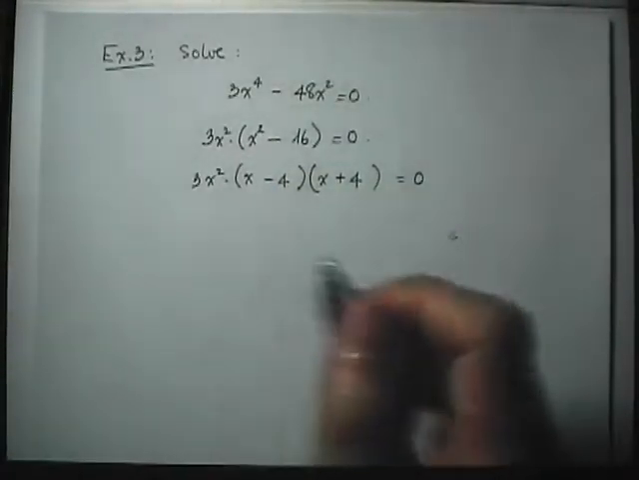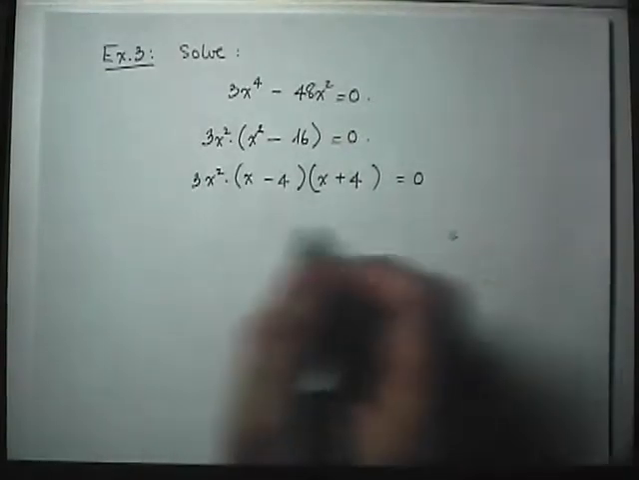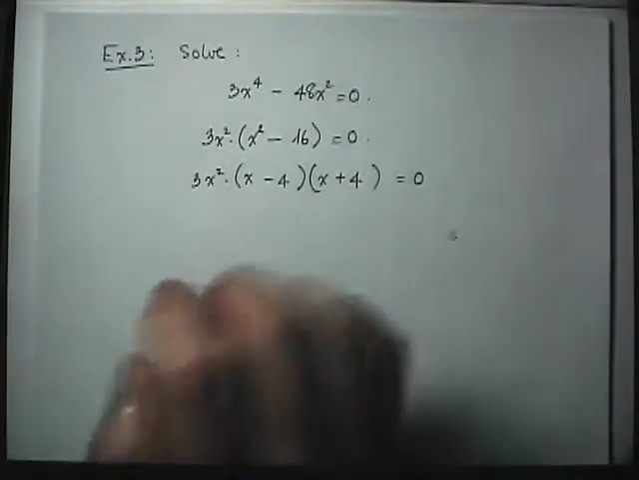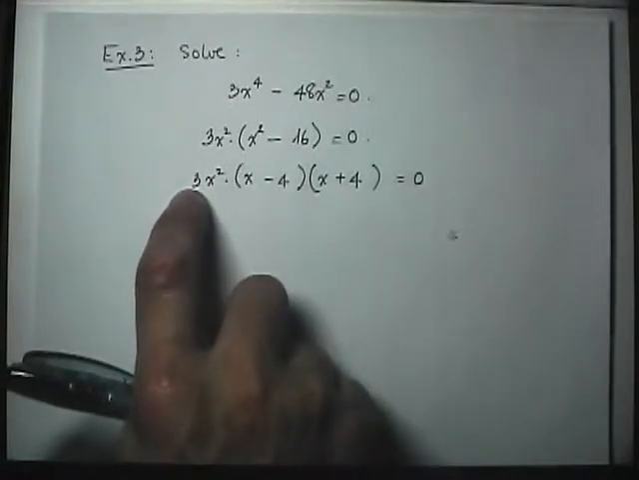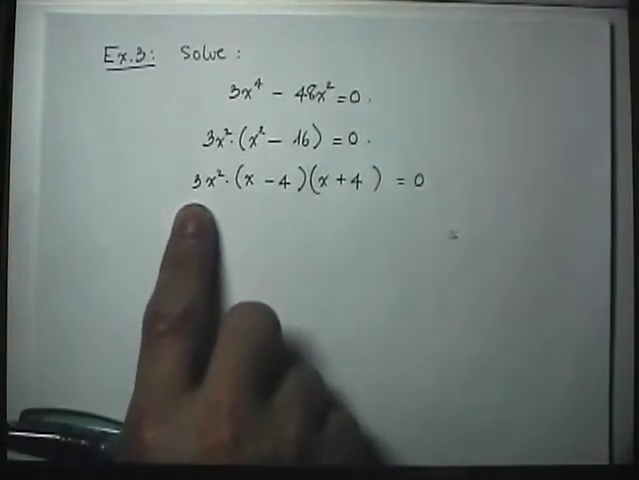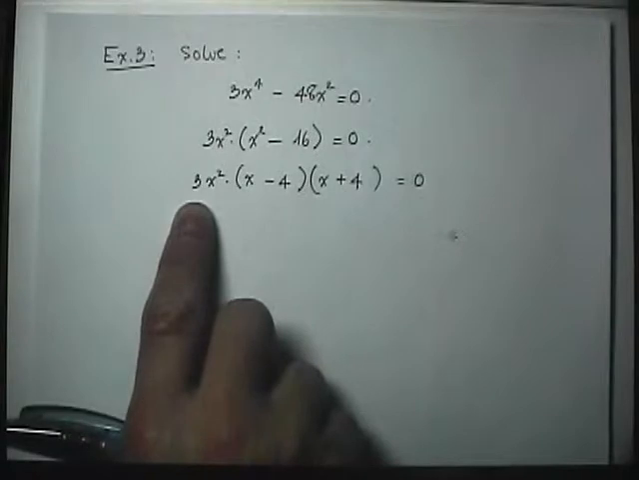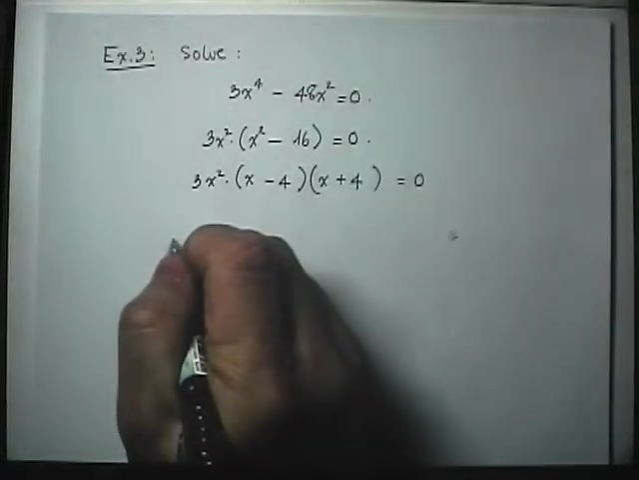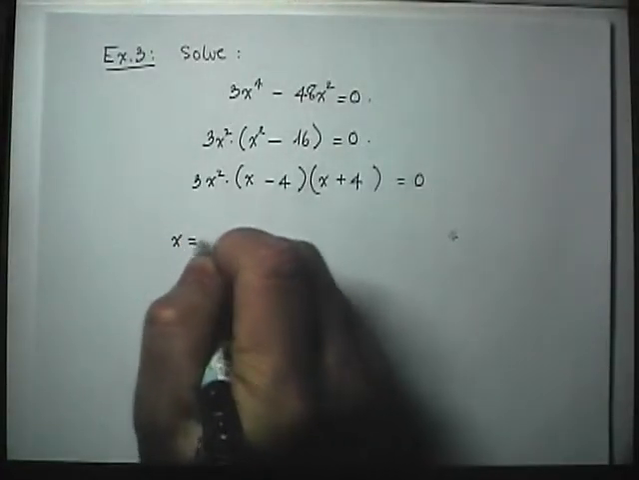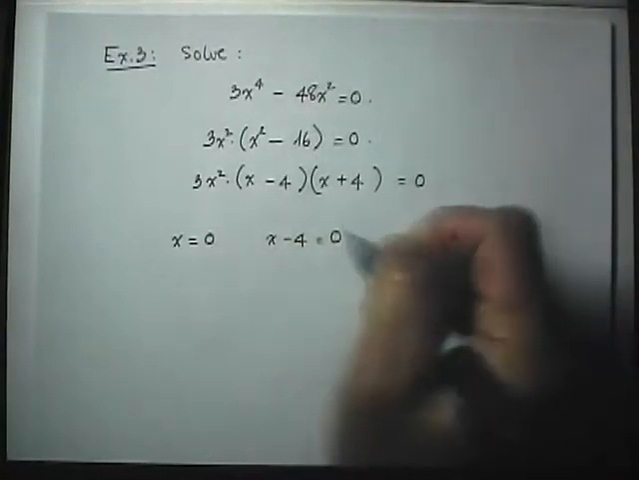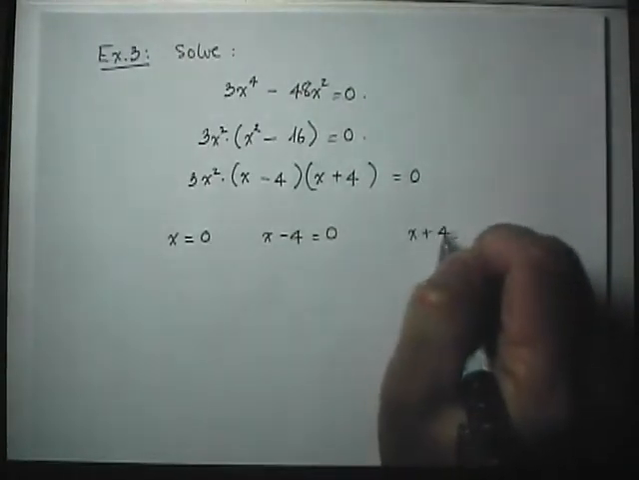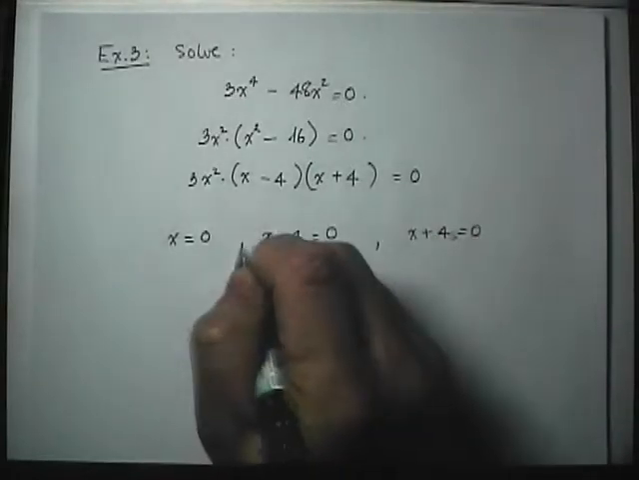So now, to solve this equation for 0, you can think about simply ignoring the constant factor, the non-zero factor over here. You can just simply ignore that factor. Now, you only have to worry about the x, and the x minus 4, setting it equal to 0, and the x plus 4, setting it equal to 0. Those are the ones that you need to worry about now.